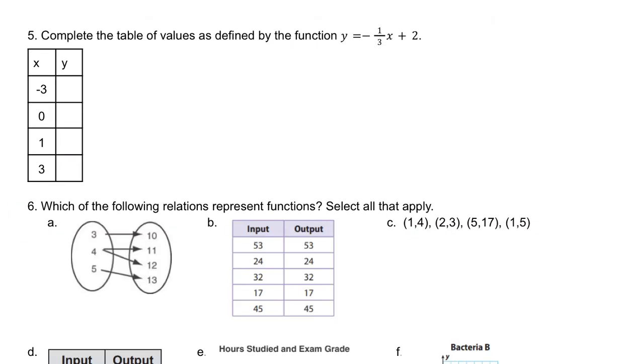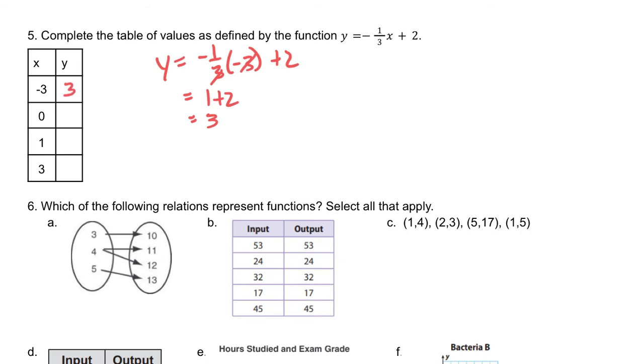All right, number 5. We have to complete the table with this function here. So we've got to put negative 3 in for x. So y is equal to negative 1/3 times negative 3, and then plus 2. When I multiply these, the 3's cancel, and negative times negative is positive, so that's 1 plus 2, which is 3.